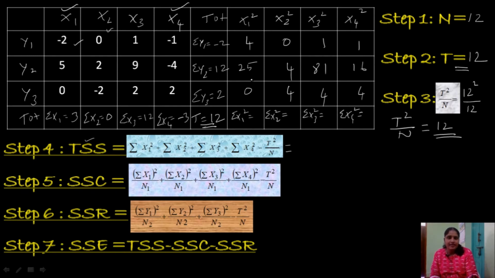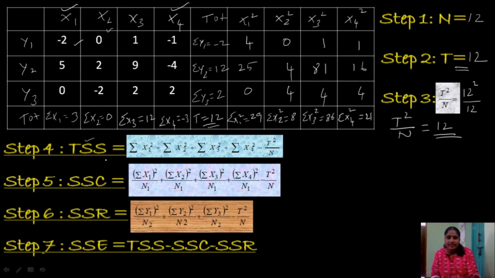Adding all these values, 4 plus 25 plus 0, you get 29. And 0 plus 4 plus 4, you get 8. 1 plus 81 plus 4, you get the value as 86. And adding all these values, we get sigma x4 square, that is 16 plus 4 is 20, plus 1 is 21.